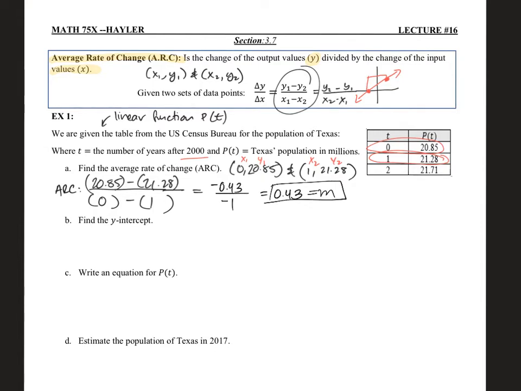Alright, so let's find the y-intercept for part B. Well, remember the y-intercept is wherever x equals 0. So we're going to look for where x equals 0.